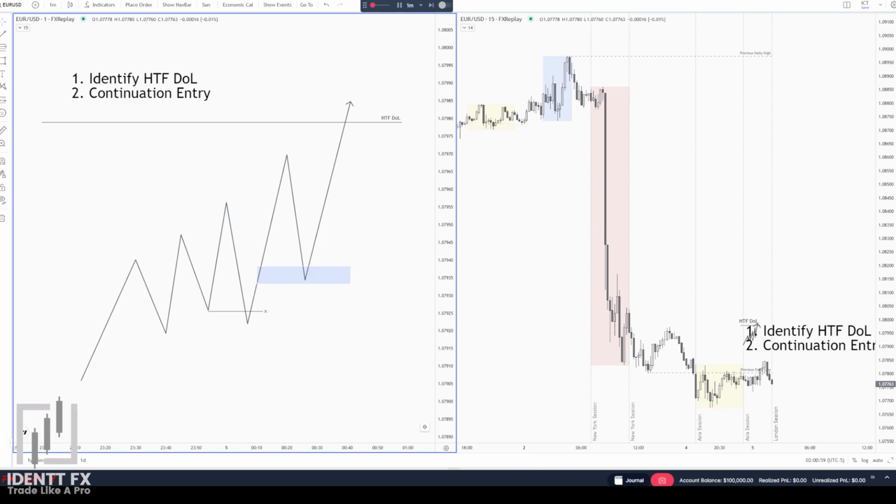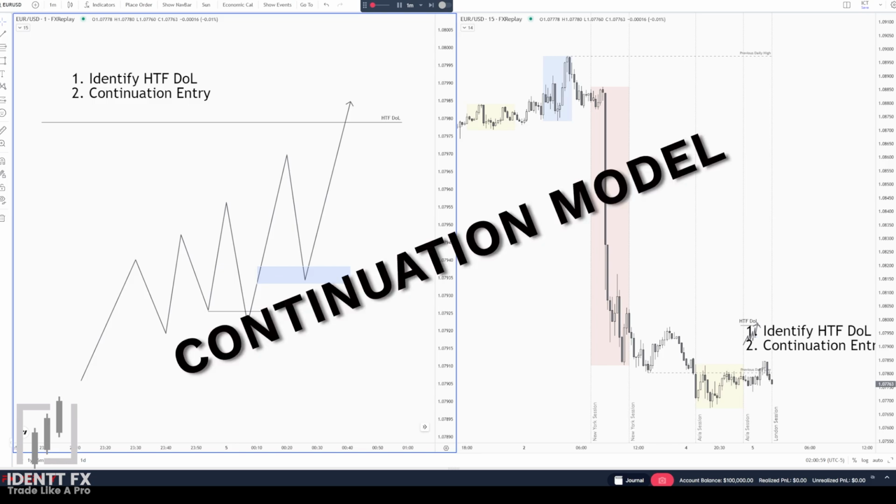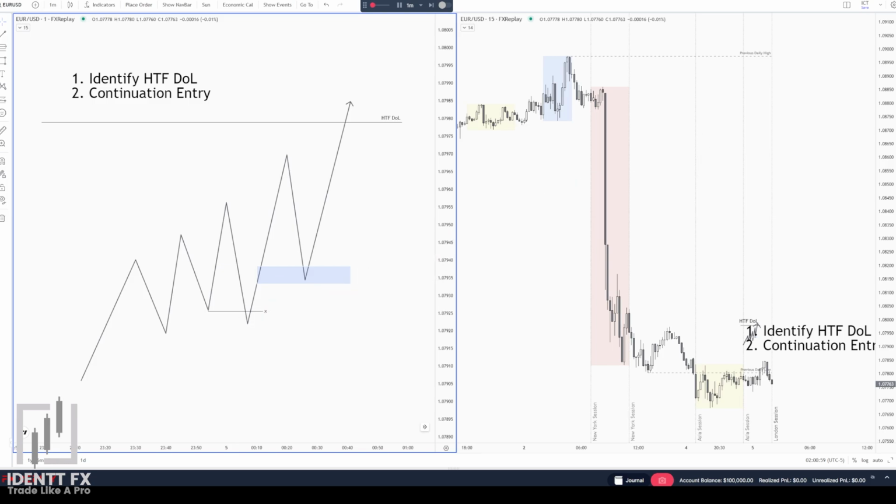In this video, we're going to be covering the continuation model again. We're going to be backtesting the price action from last week. For those of you who are unfamiliar with the powerful continuation model, let me quickly explain. The model is really simple.